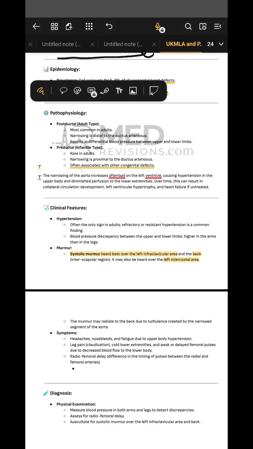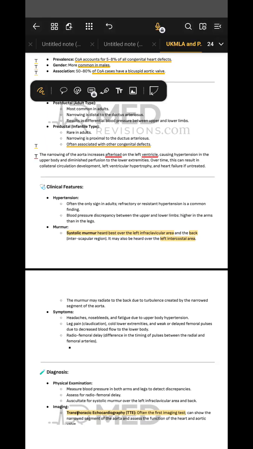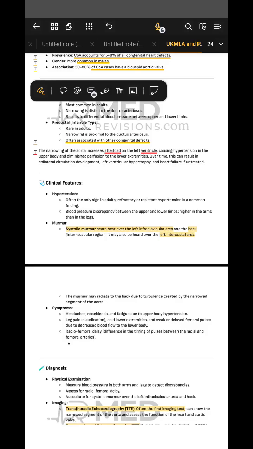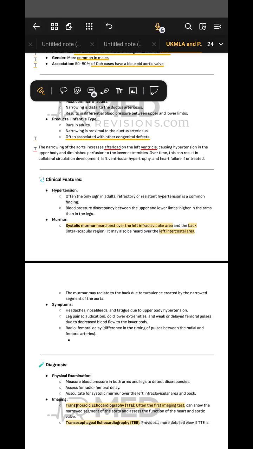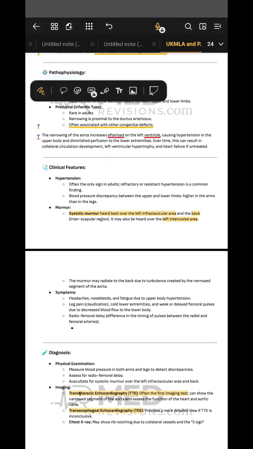Pathophysiology. Postductal, most common in adults: the narrowing is distal to the ductus arteriosus, resulting in different blood pressure between the upper and lower limbs. And preductal: the narrowing is proximal to the ductus arteriosus and is associated with other congenital defects.